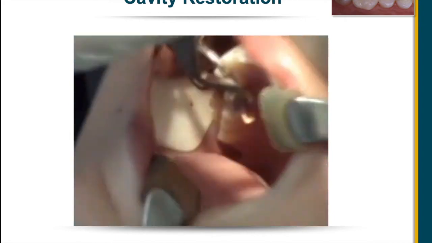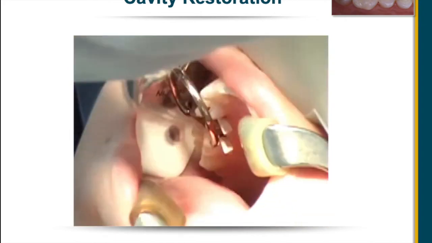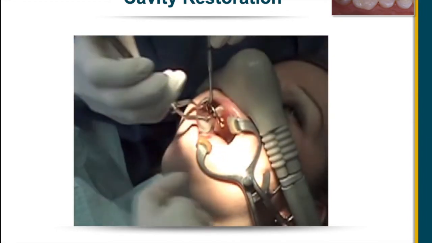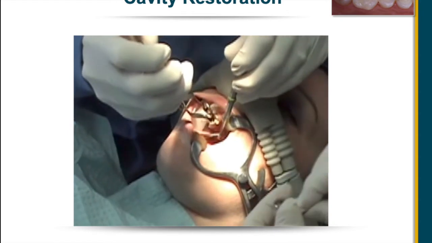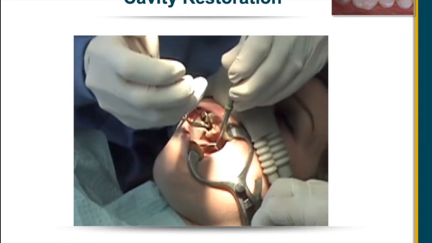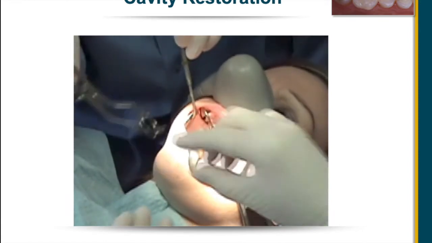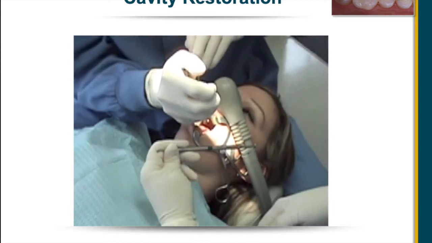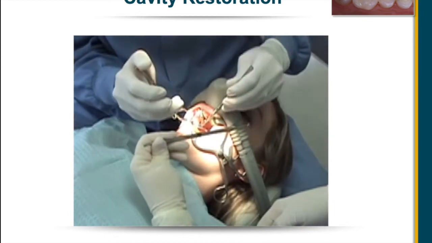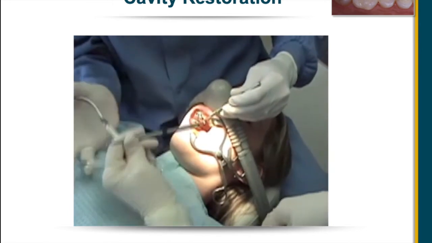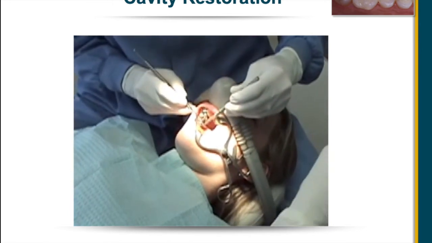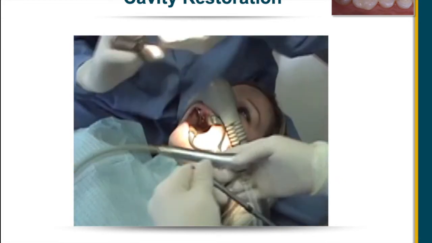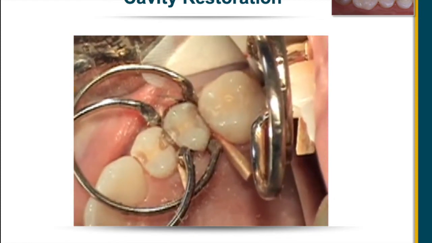The wedges are to spread the teeth slightly apart so that the thickness of the matrix doesn't leave a space between the two teeth. It is important that the contact between the two teeth be tight so that food does not get stuck in between the teeth. This part of the procedure is very important. The doctor may have the assistant place the matrix. That is appropriate in some states. In this case, however, the doctor is placing the matrix himself. He's burnishing the band slightly so that he makes certain that it is up tight against the adjacent teeth.